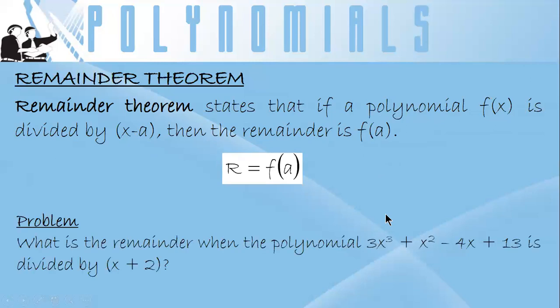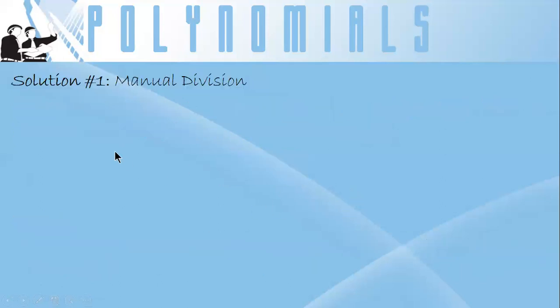Okay, let's go. What is the remainder when the polynomial 3x cubed plus x squared minus 4x plus 13 is divided by x plus 2? So, the first solution is manual division. We have this. By the way, if you do manual division, the exponents or powers of the variable should be in decreasing order.